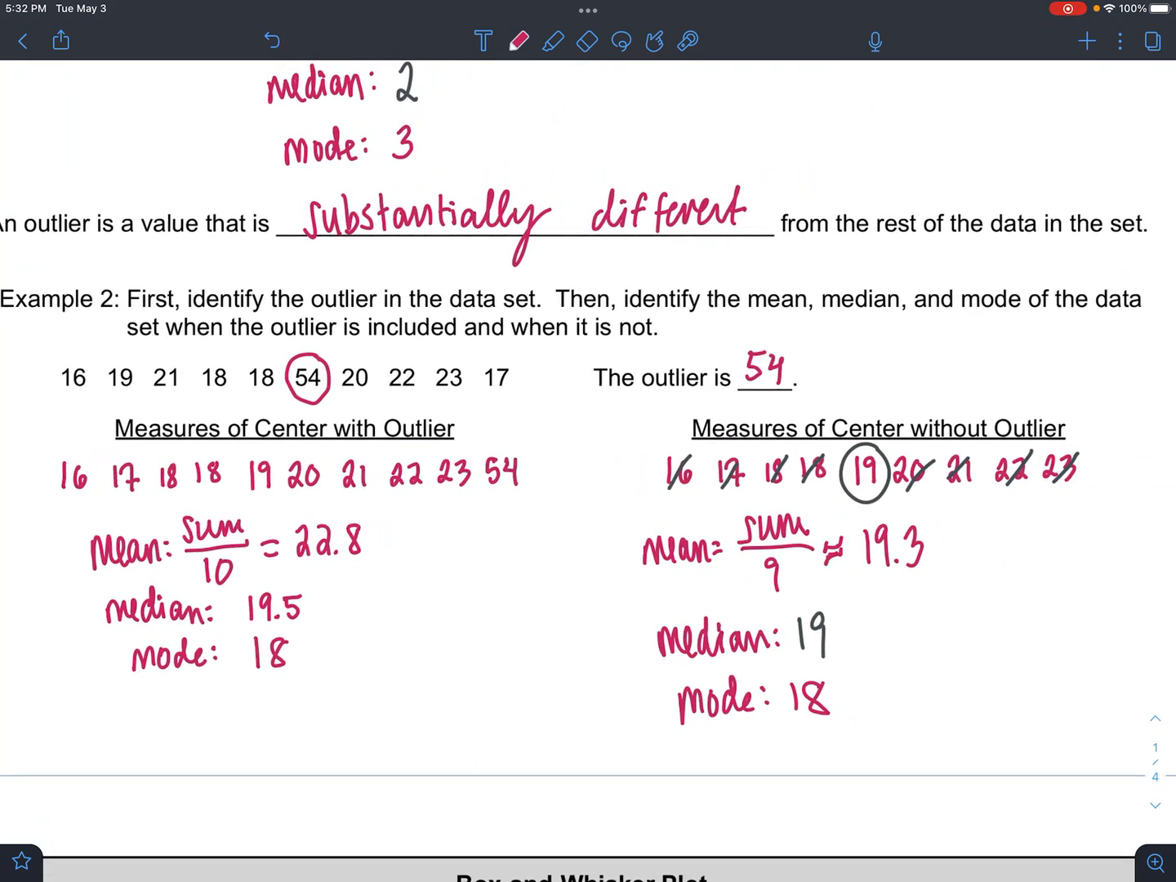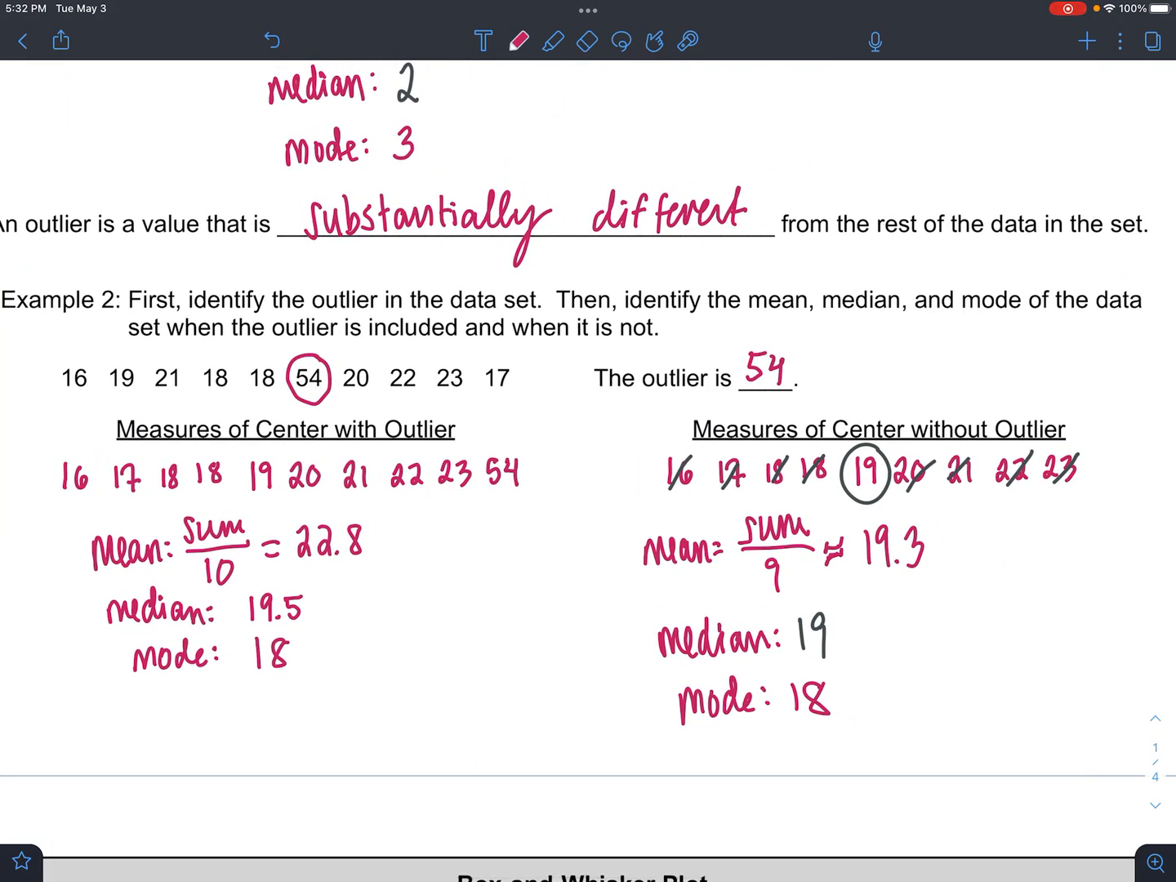So when I look at my work I've done here, the median is pretty close, but the biggest difference is the mean. Because if we include that 54, that's going to really jack up that average, right? And that's very, very common with these outliers, is that the mean is the most affected.